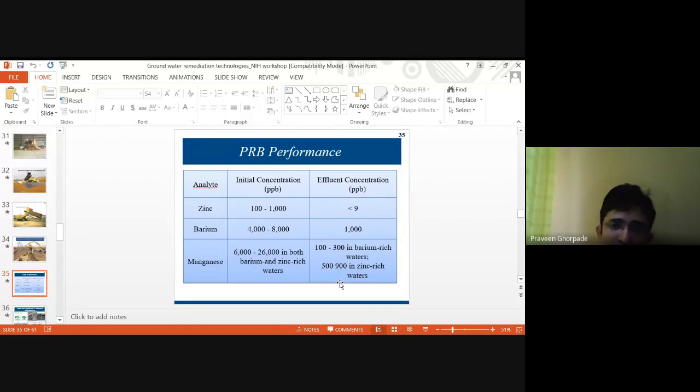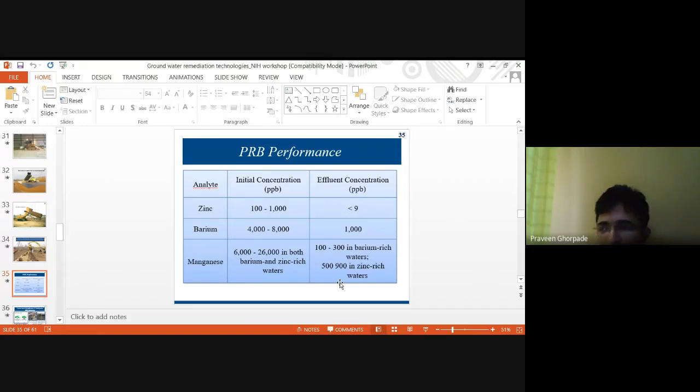So you can see the initial concentration in ppb. We speak of ppm, they speak of ppb, parts per billion level. Zinc from 100 to 1000 has come down to less than 9. Barium has come down too. This is how they treat the groundwater.